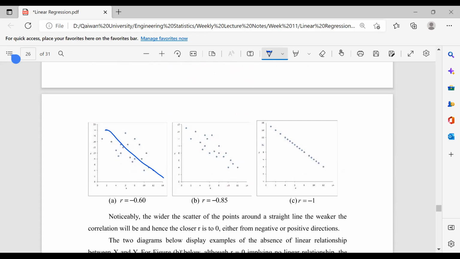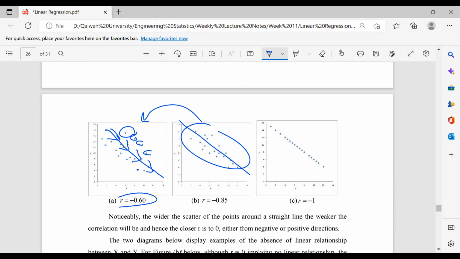look in this direction. If the data is in this direction, that means it's negative. So the correlation here is negative. And here, these data are farther away from each other than this one. So here, the correlation must be greater than this one, I mean, more or less than this one. It's minus 0.60 and it's minus 0.85. And these all are on the same straight line, and in this direction, that means correlation is negative 1.